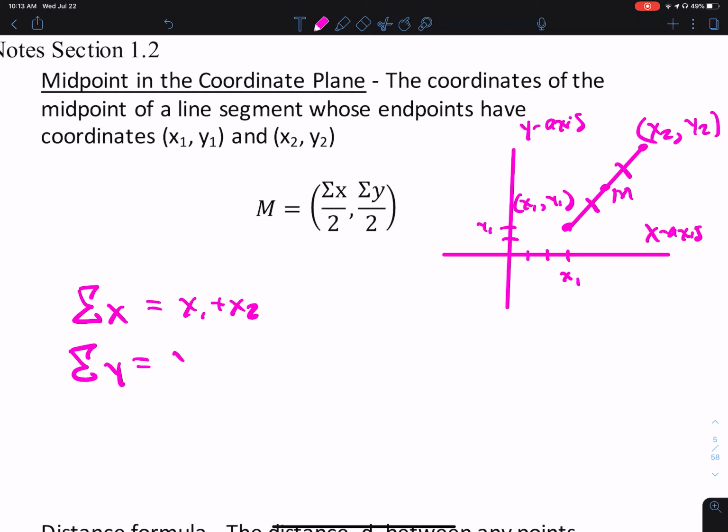Sum the y values means that you add the y values together, y sub 1 and y sub 2. So you could write this formula as x sub 1 plus x sub 2 over 2, followed by y sub 1 plus y sub 2 over 2.